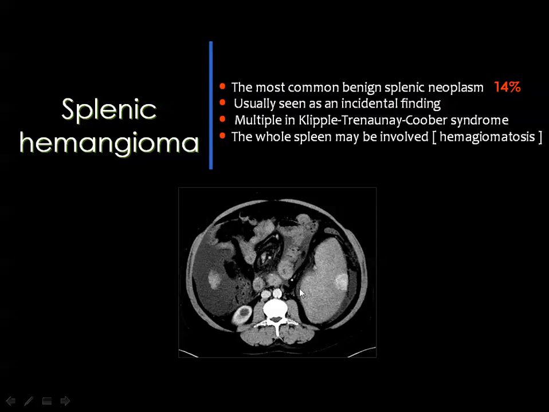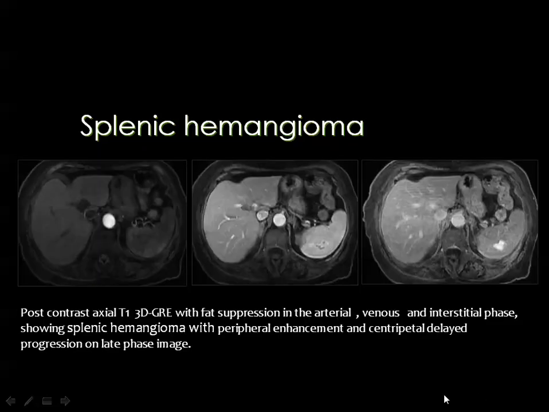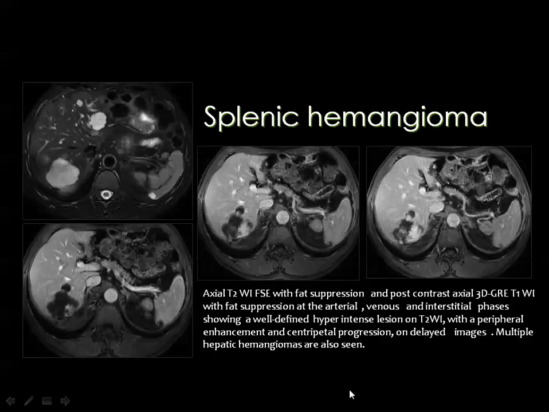This is a case of liver cirrhosis, and you see the liver is shrunken with ascites, the spleen is enlarged, and an incidental hemangioma. And this is a splenic hemangioma by MRI. In the arterial phase, you cannot see the hemangioma, but later on you see filling of the hemangioma with contrast medium. And this is a hepatic hemangioma and a splenic hemangioma as well.